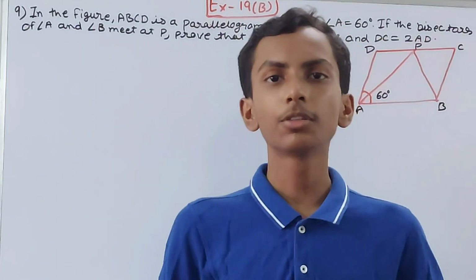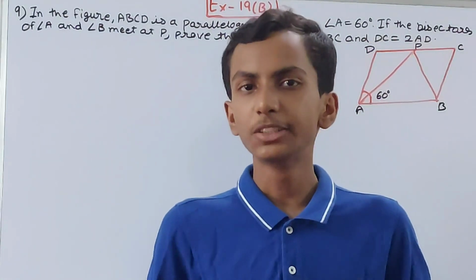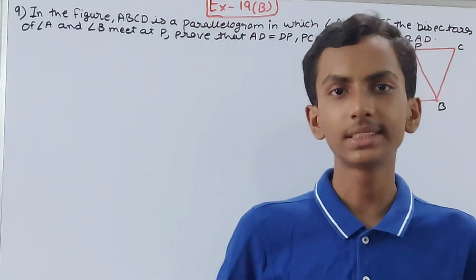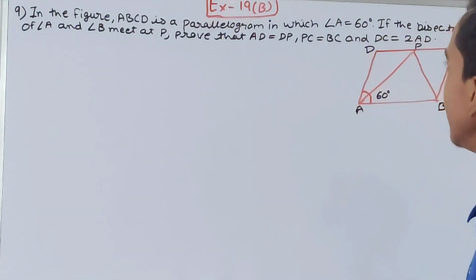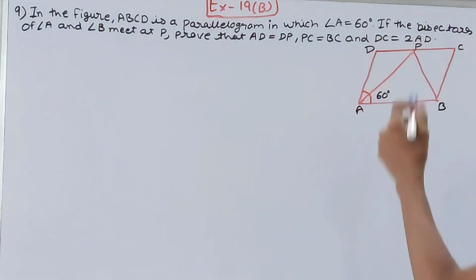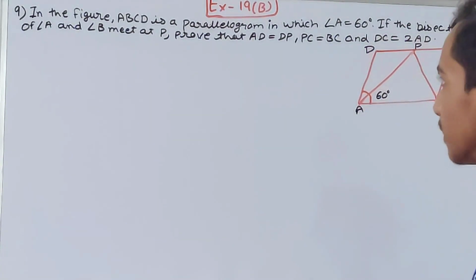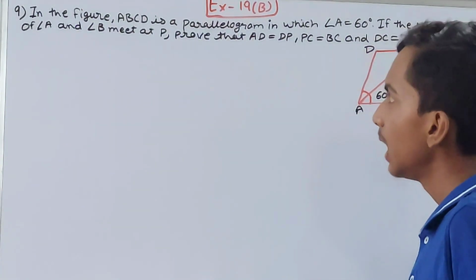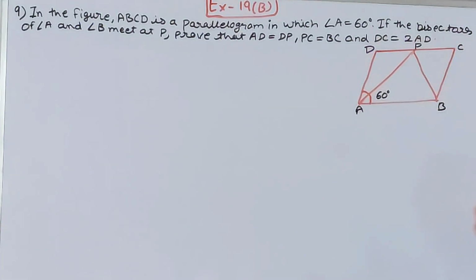In this video, we're going to solve ICSE Mathematics Class 8 Chapter number 19, Special Type of Quadrilaterals Exercise 19B, question number 9. In the figure, ABCD is a parallelogram in which angle A is equal to 60 degrees. If the bisectors of angle A and angle B meet at P, prove that AD is equal to DP, PC is equal to BC and DC is equal to 2AD.